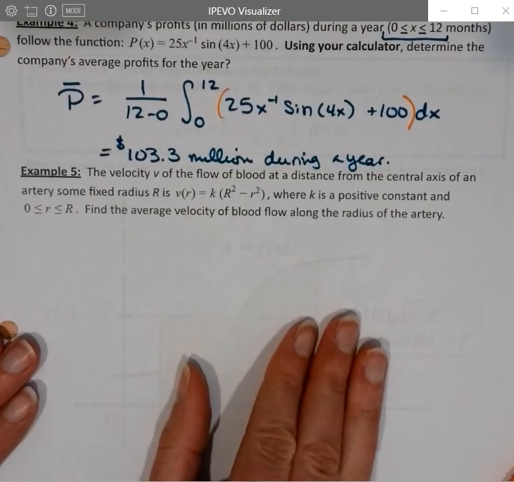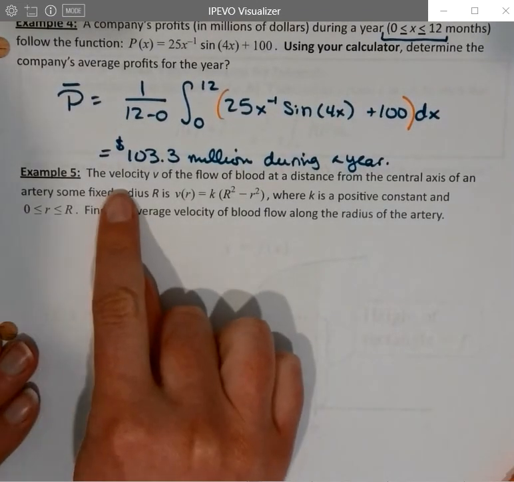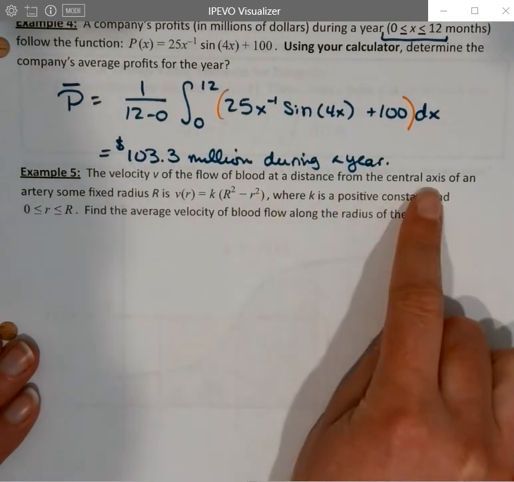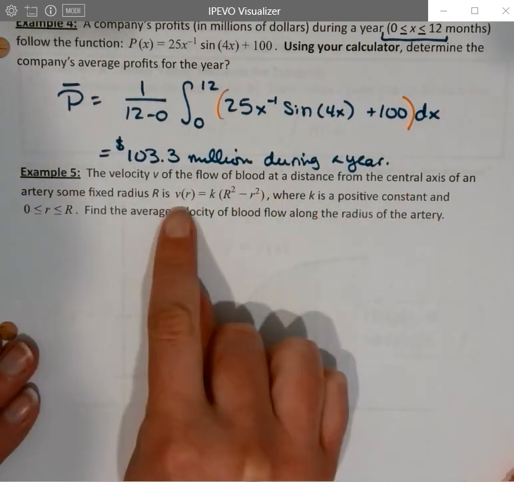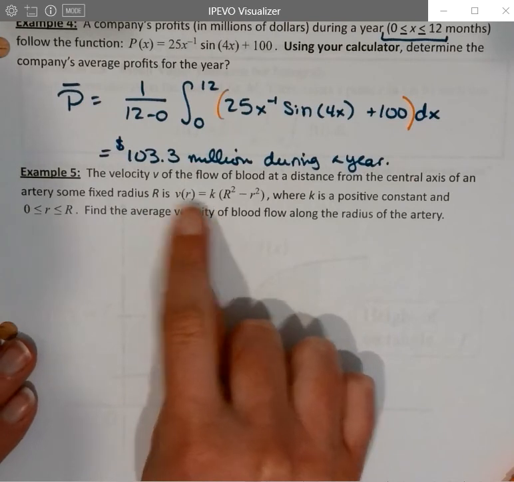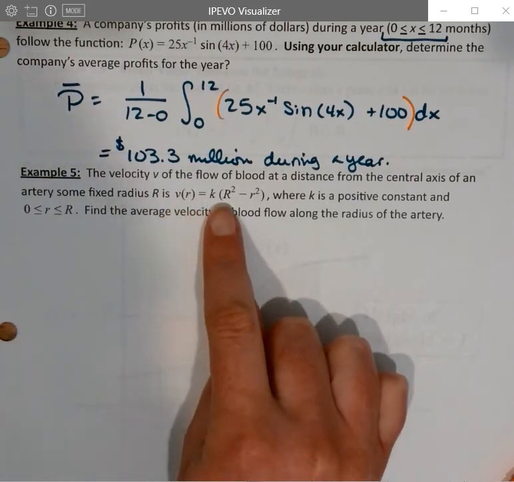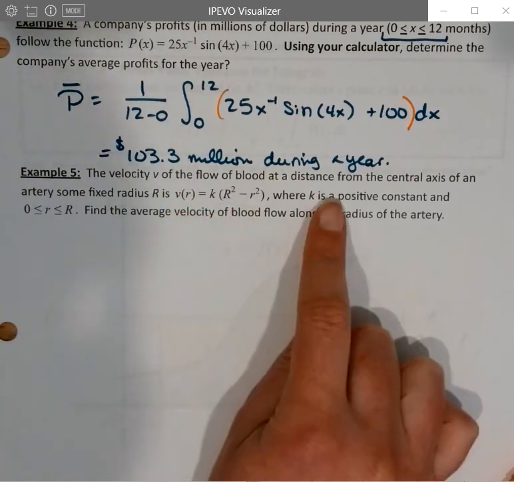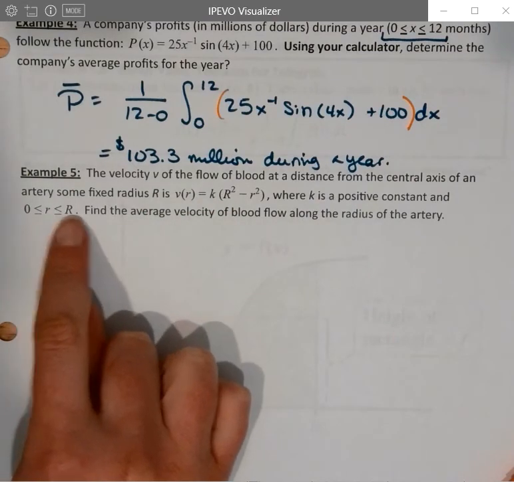In this next example, we're going to take a look at the velocity of blood flow at a distance along the central axis from some artery of fixed radius R, given by V of r equals k times R squared minus little r squared, where k is a positive constant and little r is between capital R and 0.